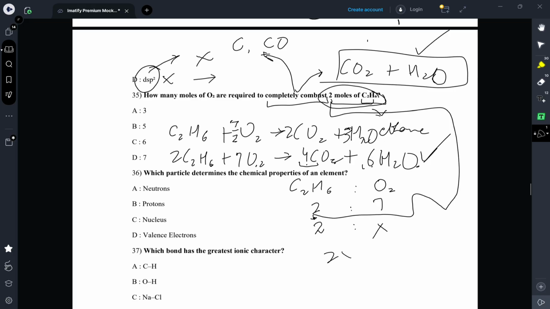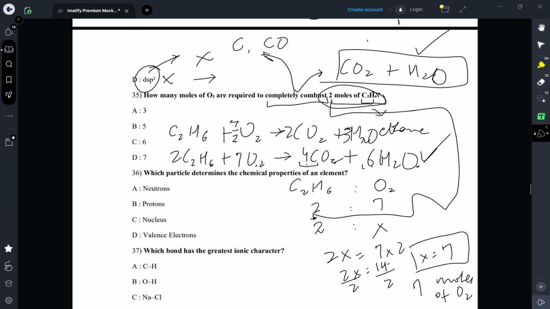So 2x is equal to 7 times 2, which is 14. 2x is equal to 14, and then you divide by 2, you get x is equal to 7. So we need 7 moles of O2, oxygen, to completely combust 2 moles of C2H6. So the answer here is D. Okay, so here you just need to do the calculation, balance the equation, then find the number of moles. So all the other options are wrong.